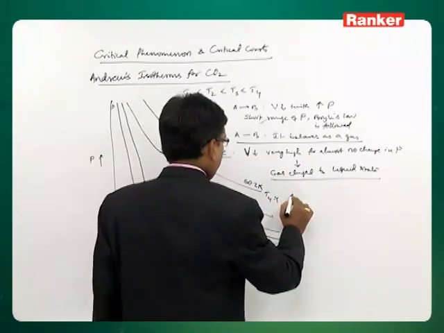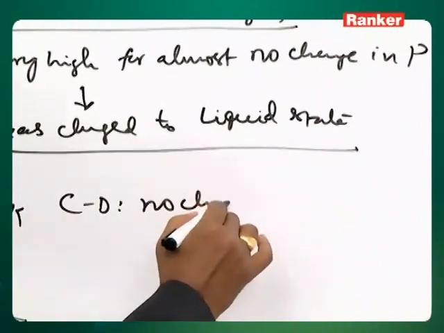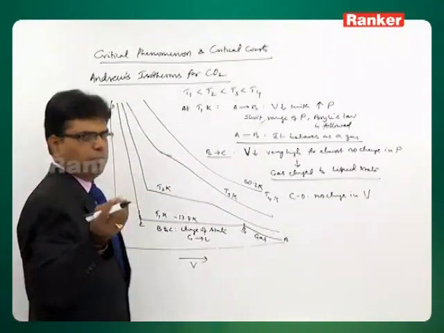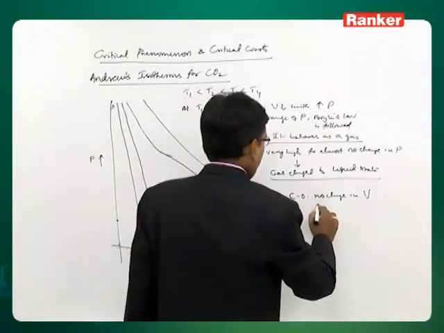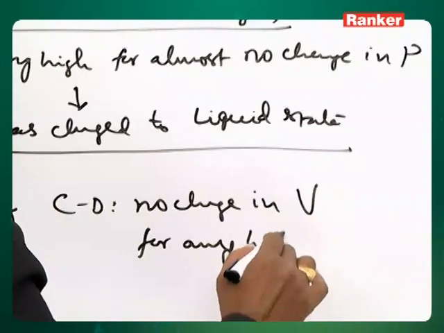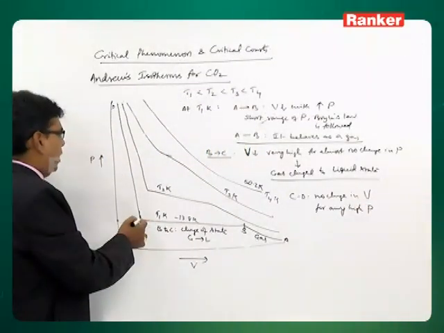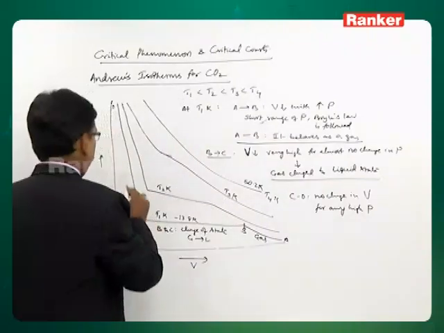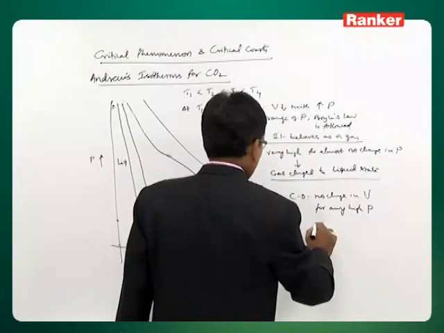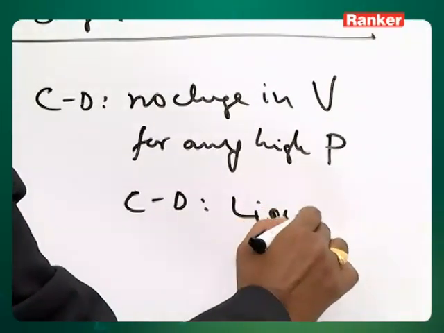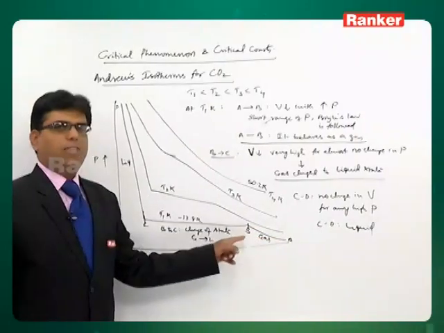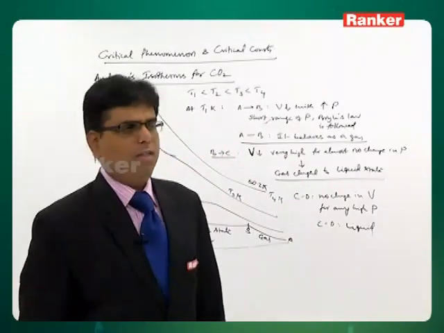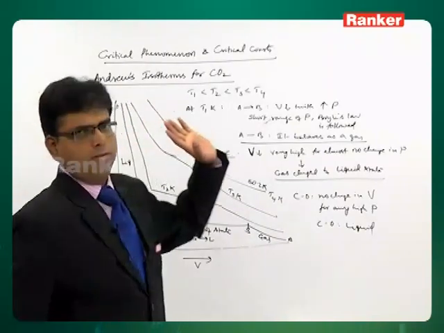Now, C to D: no change in volume, or almost negligible change, for any high pressure. Whatever high pressure you apply, there is no change in volume. That means C to D represents the liquid state. So, between A to B it is behaving as a gas, B to C the gas is converting into liquid, and C to D it remains in the liquid state to whatever high pressure the liquid is subjected to.